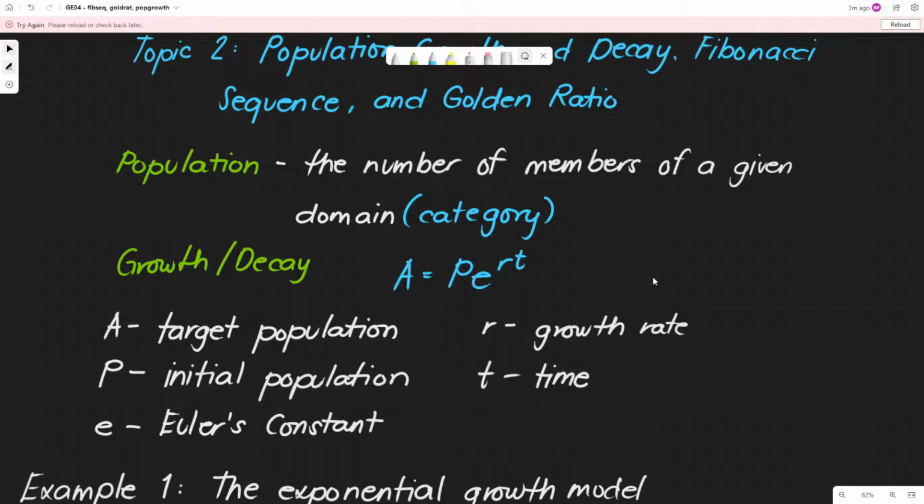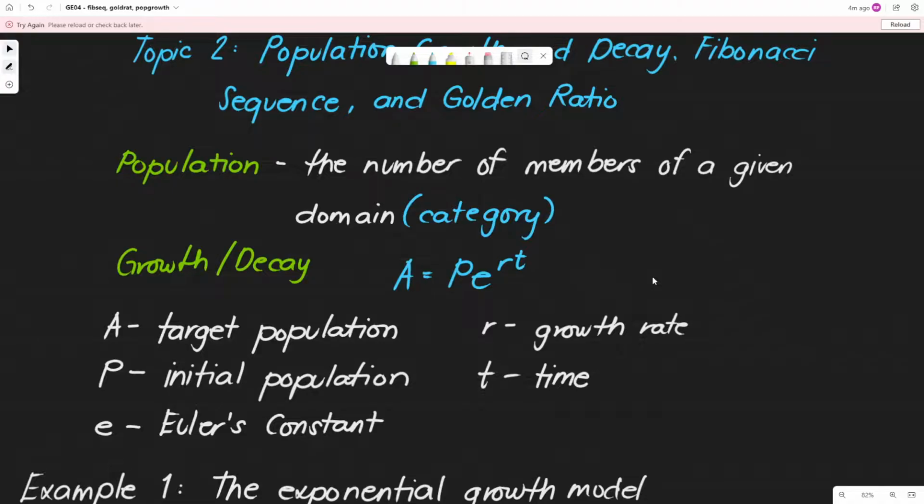So we have here our formula. The formula for population growth and decay: A is equal to P e raised to RT, where A is the target population, or the population after a specific time, that is our letter T. Then P is the initial population, depending on the reference. Basta, it is the starting count, that is the initial population.